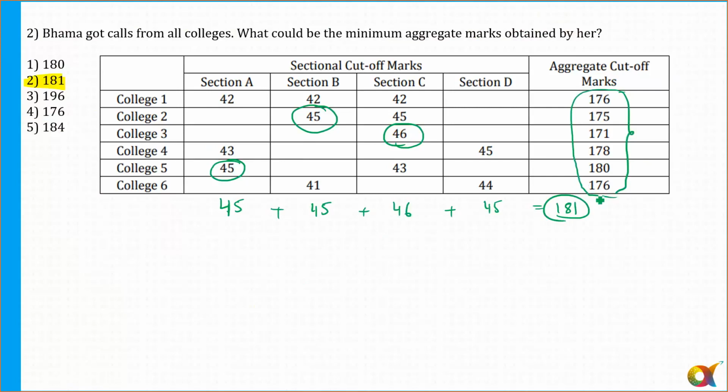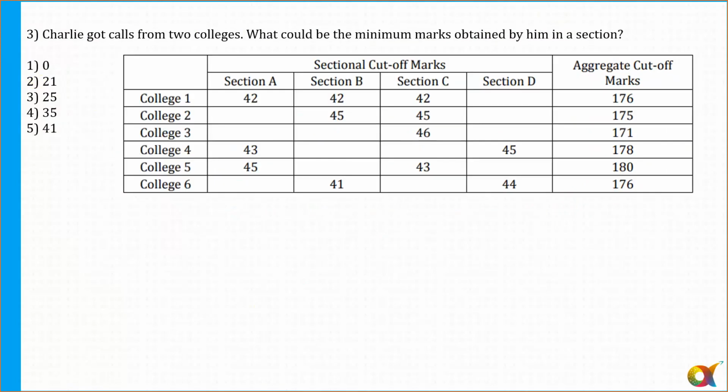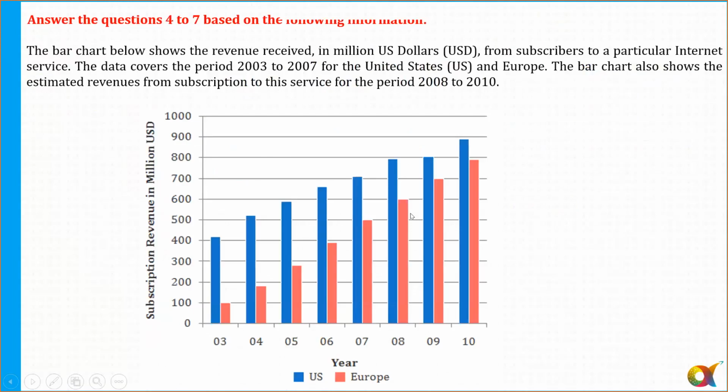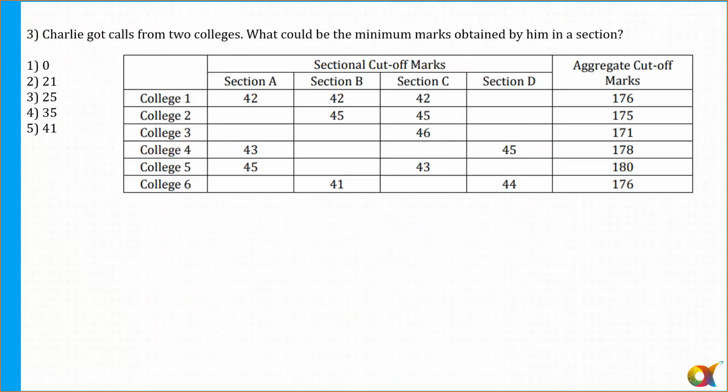Okay. Question number 3. Now, question number 3 says Charlie got calls from 2 colleges. What could be the minimum marks obtained by him in a section? The answer for this question, I already told you, is option number 3 here. So if I need to find out the minimum marks obtained by him in a section, and Charlie is getting calls from 2 colleges, I also need to minimize the marks in a section.